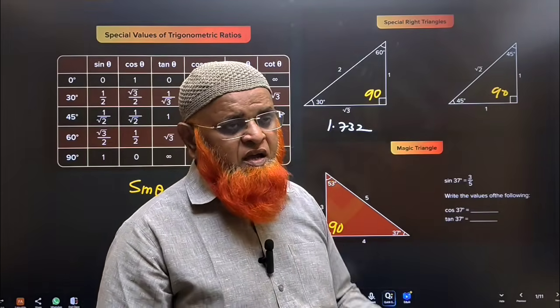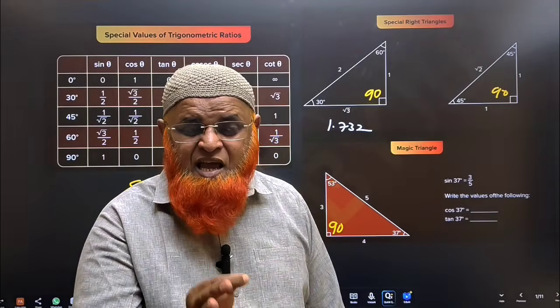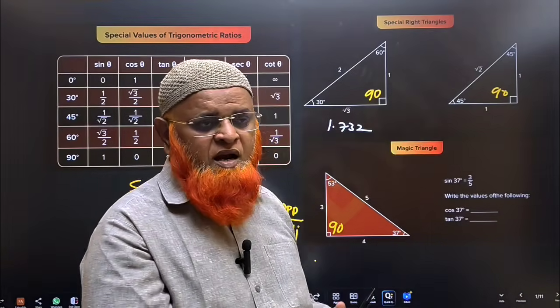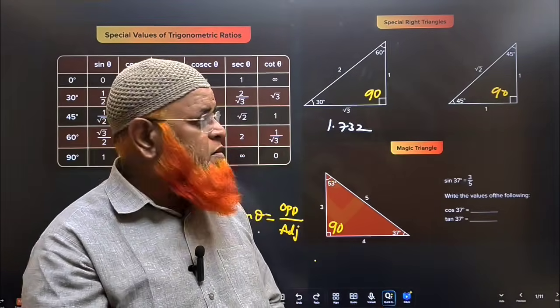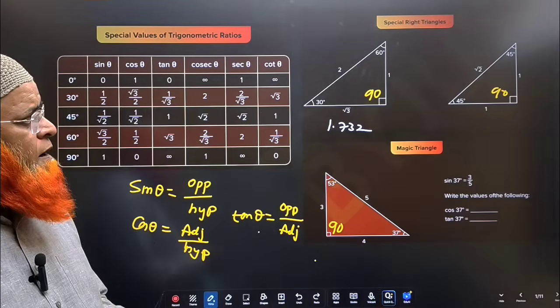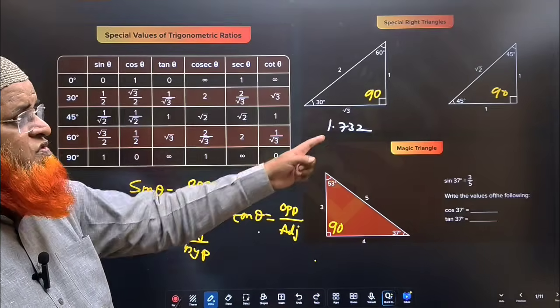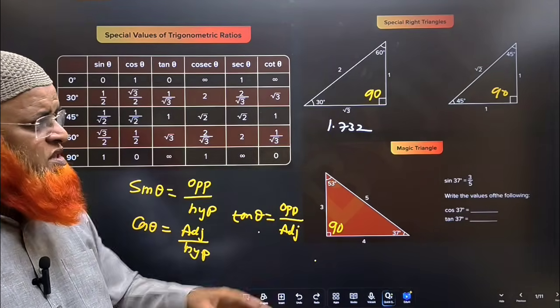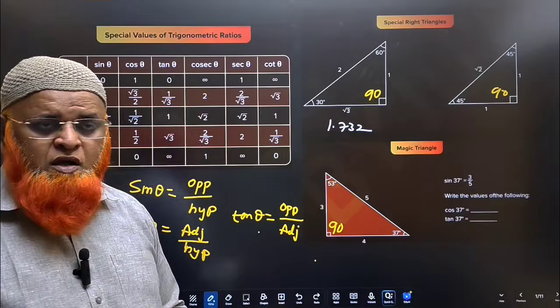See, 45, 45. Opposite sides of the same angles are the same. 45 opposite is 1, 45 opposite is 1. Angles are the same, so opposite sides are going to be the same here, isn't it? So now here, if you observe, root values are there, here root values are there. This is following Pythagoras theorem, and this is also following Pythagoras theorem.